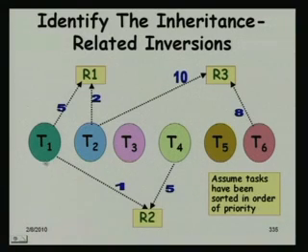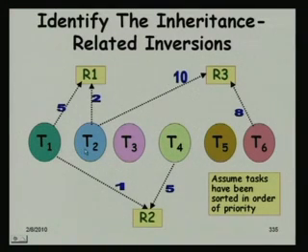Now, let us take the same example. Tasks are sorted according to priority, these are the resource uses. So, what is the inheritance related inversion for T1? Will T1 suffer any inheritance related inversion? No, T1 will not suffer any inheritance related inversion, because even if the inheritance clause is applied to other tasks, their priority will still be less than T1, is it not? So, T1 does not suffer an inheritance related inversion.